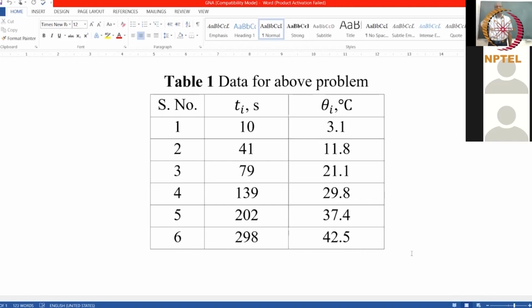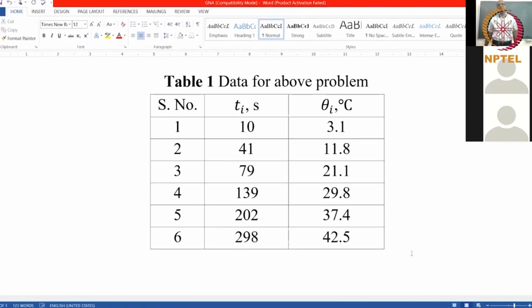First is the header, 6 times and 6 temperatures. It's well worth it. Do it yourself. Then you'll never forget the Gauss-Newton algorithm in your life. 10 seconds, 41 seconds, 79 seconds, 139 seconds, 202 and 298, for those people whose screen is not clear.